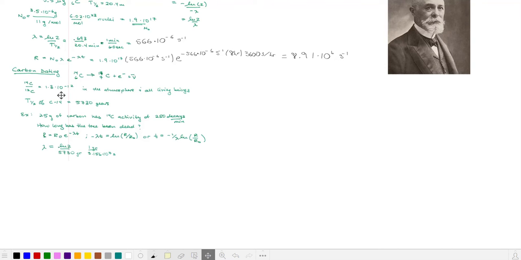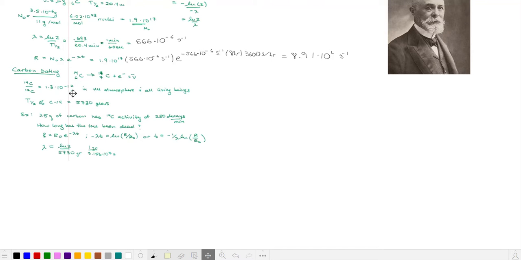And so carbon dating is based on this fact, and that is that the way carbon-14 is made is from cosmic ray radiation, and it turns out that the proportion of radioactive carbon-14 to carbon-12 in the atmosphere and in all living beings on Earth, because living beings exchange carbon dioxide with the atmosphere all the time, is 1.3 times 10 to the minus 12. So a very small fraction of the carbon around us is carbon-14.